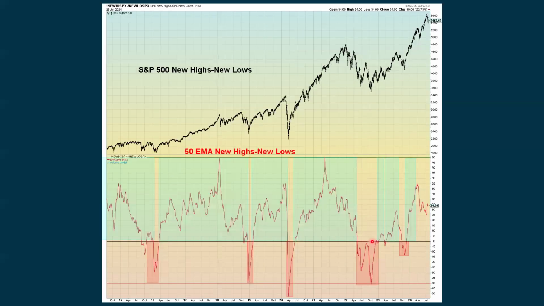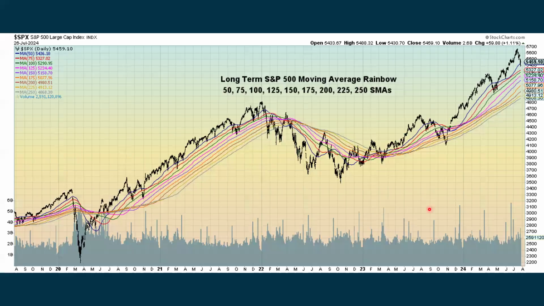This is that same indicator, but shown with a little bit different colors and so forth. When we're above zero, that's positive, even though we have been falling back and we're starting to decline slightly here. A long-term rainbow goes from 50 periods up to 250 periods. We're just coming into the top part of the rainbow, which is a 50-period moving average. So all of the lines continue to go up. That still means that the long-term trend is still positive.